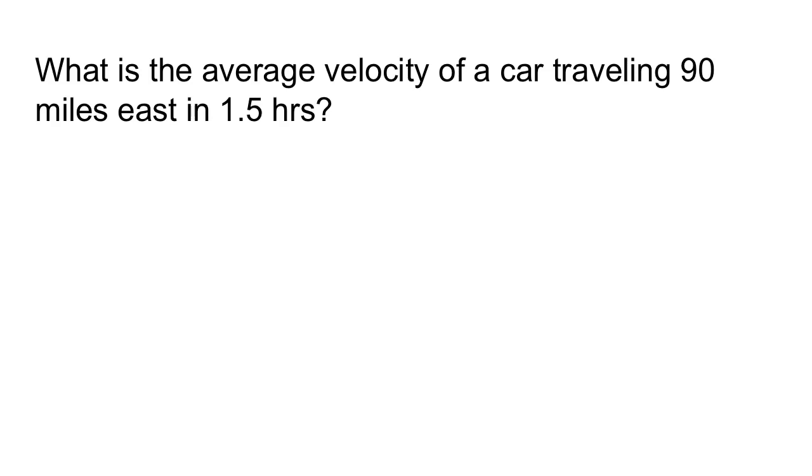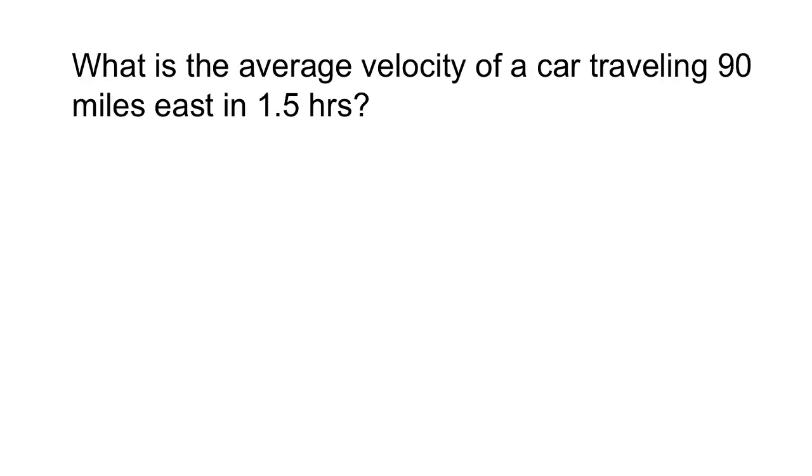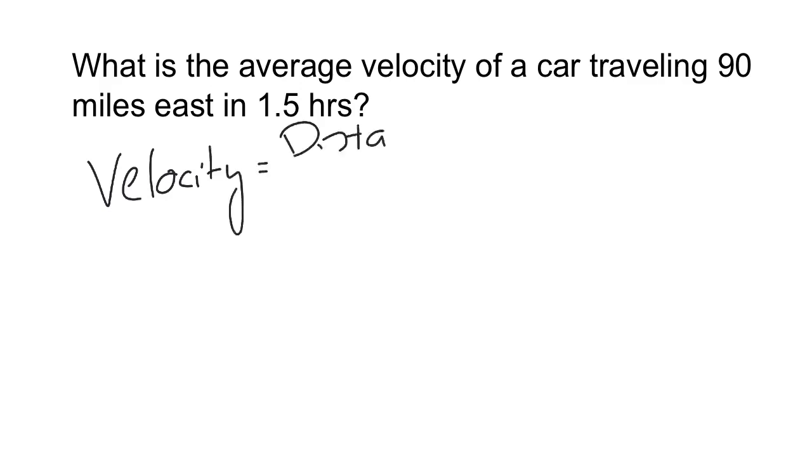So first problem, just to review how to calculate velocity, is what is the average velocity of a car traveling 90 miles east in 1.5 hours? So the equation for velocity is distance divided by time. Remember the difference between velocity and speed is that velocity has a direction to it. So we have our direction here when we say east.